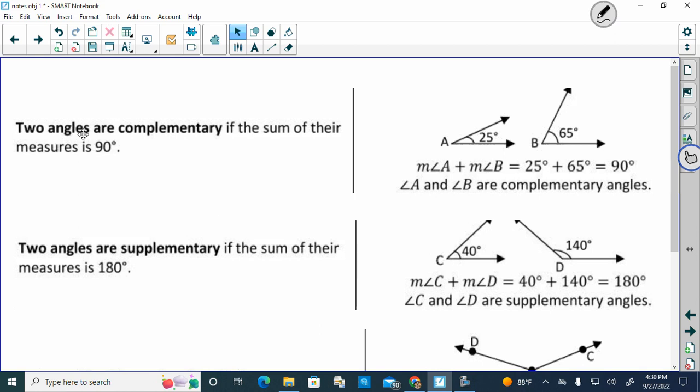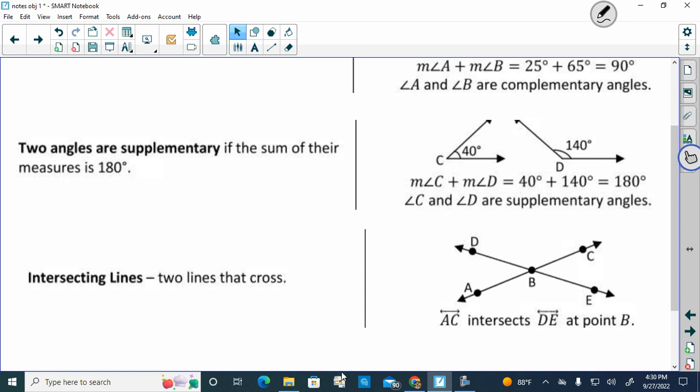So when you have two angles that add to equal 90, so this angle plus this angle, as they showed you right here adding to equal 90, then you could say that they are complementary. These two added to give you 180, so they are supplementary.